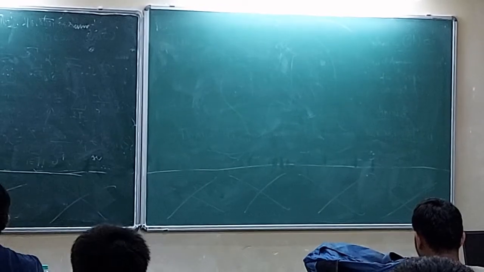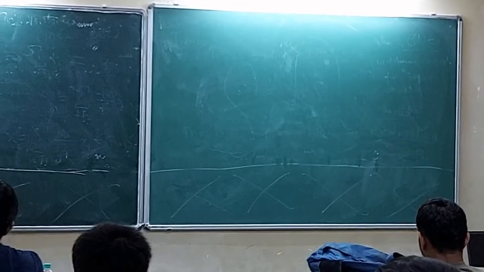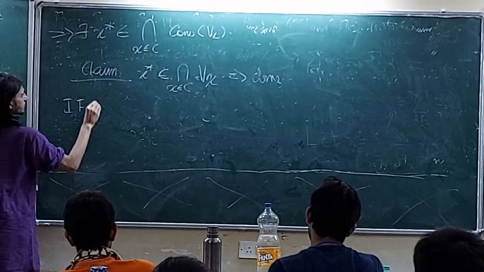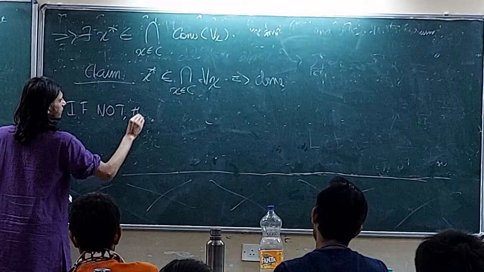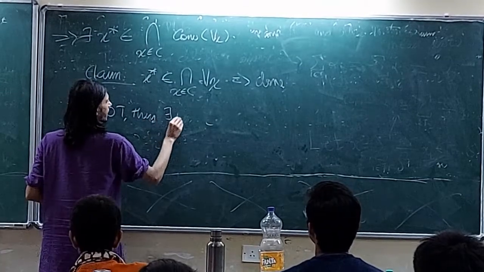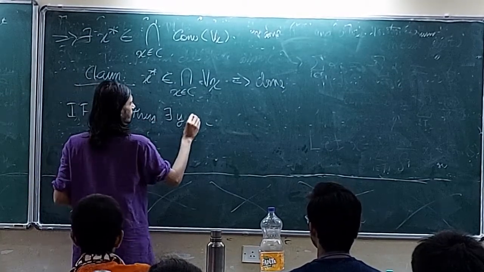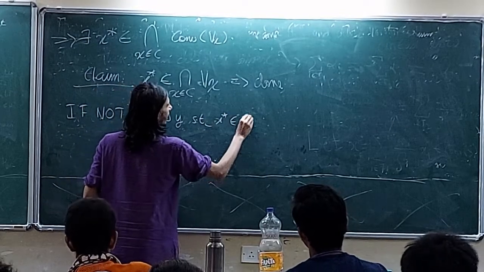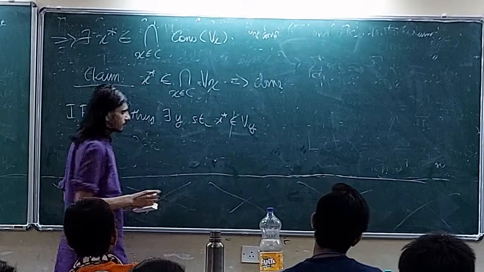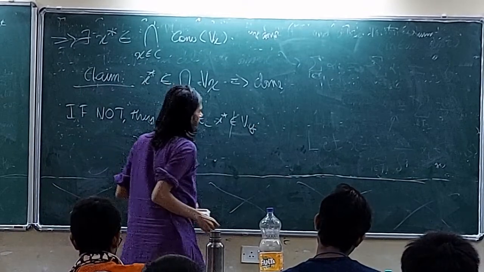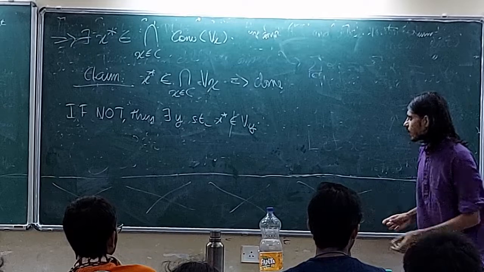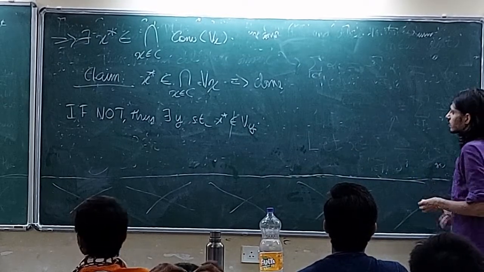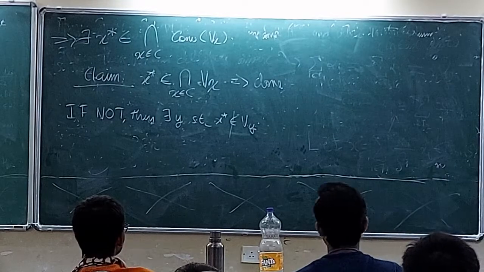If this claim is not true, then that means there is a Vx to which x star doesn't belong, right? So, if not, then there exists y such that x star is not in Vy. Is not in Vy, right? So what that means is that when you're trying to view x star from y, you end up going outside the compact set. So for example, I erase this one.